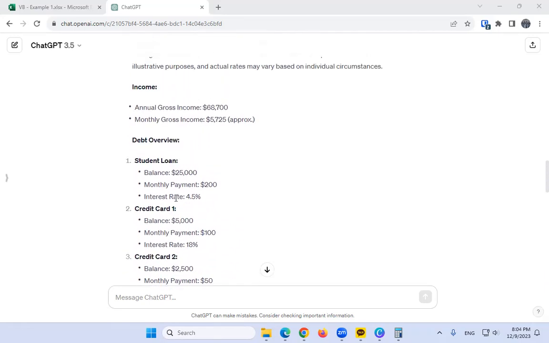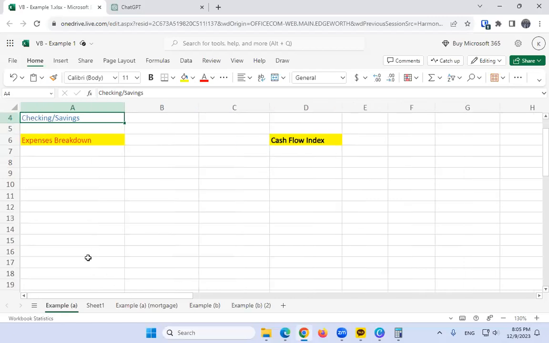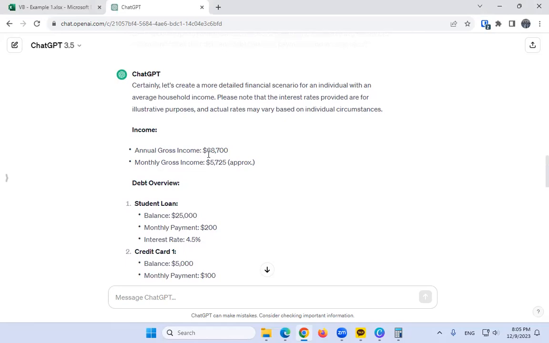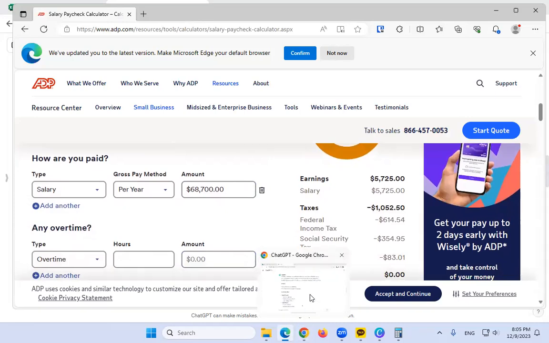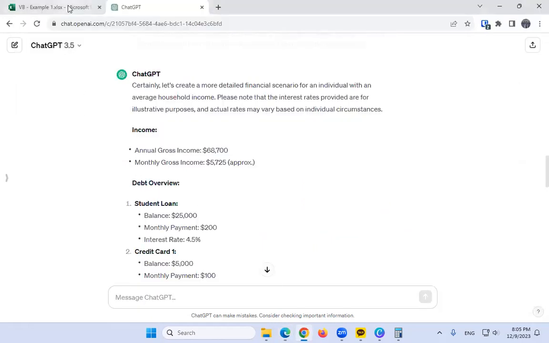All right, let's go ahead and transfer all this information to the spreadsheets we do for velocity banking, one piece at a time. Here we have annual gross income. When we do velocity banking, we usually put the net income, and I've already put the information here, 68,700. Yeah, 68,700. And the take-home pay, wow, $1,000 in taxes. That's a lot. So it's 4,672.50.